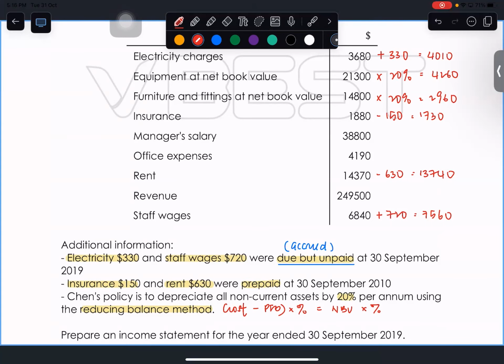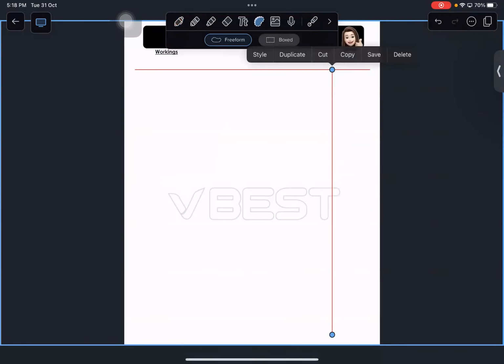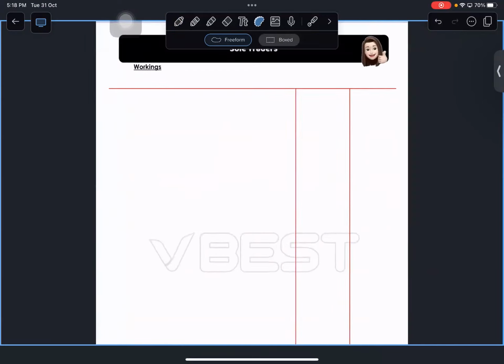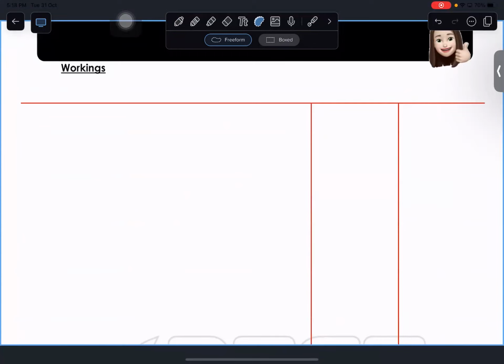Okay, so after that, we prepare the income statement. Just prepare 2 columns. If you are doing a service business, never prepare 3 columns, because you don't have the purchases part. 2 columns will do, and there's no need to be very long because normally it's very short. For this one, Simon will write down the title first.